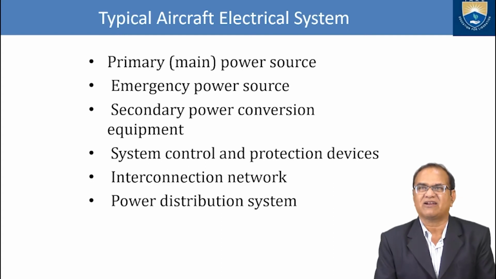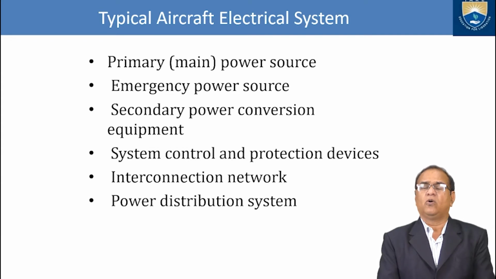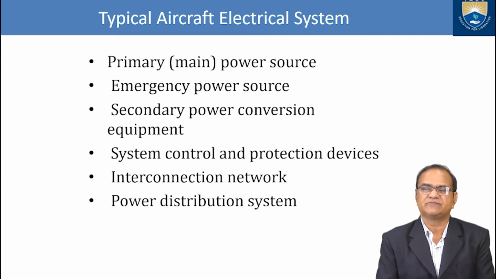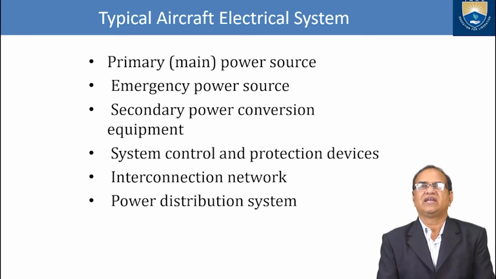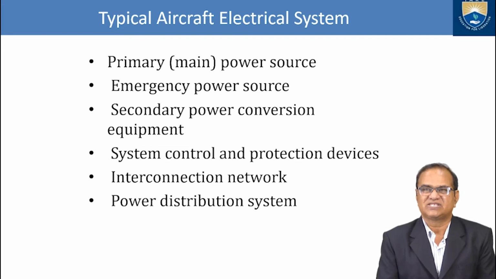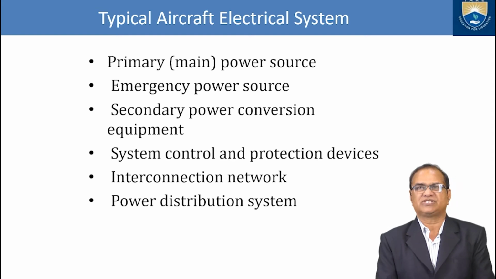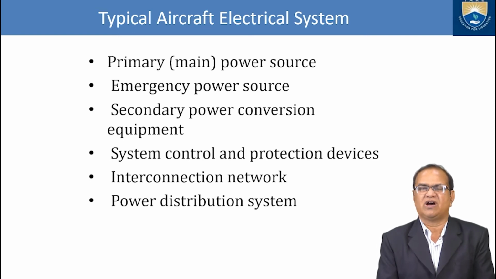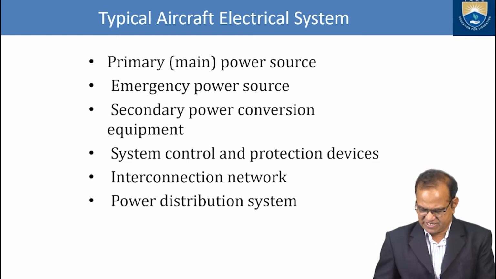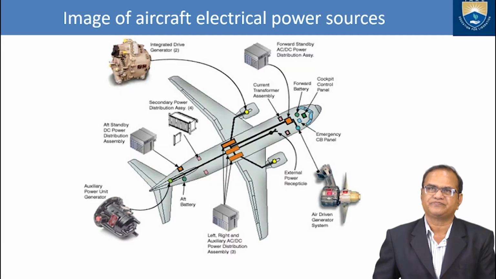Now, typical aircraft electrical systems, what are these systems? Primary, that is the main power source. Next is the emergency power source. Then secondary power conversion equipment, system control and protection devices, interconnection network, and power distribution system. So these are the typical electrical power systems which are used on the aircraft. This I will be discussing in due course of time.